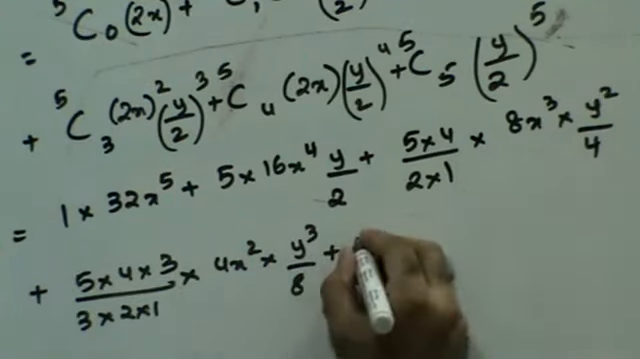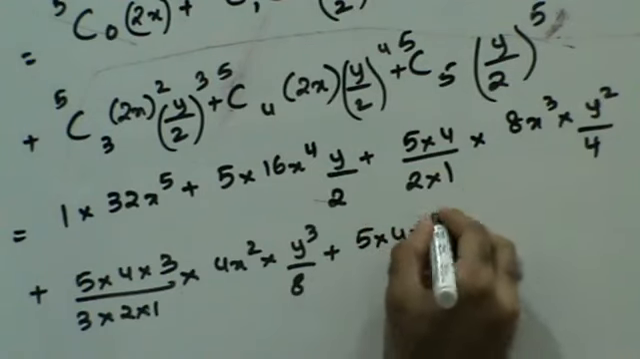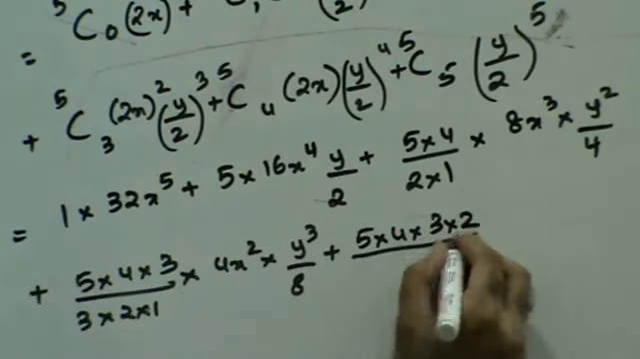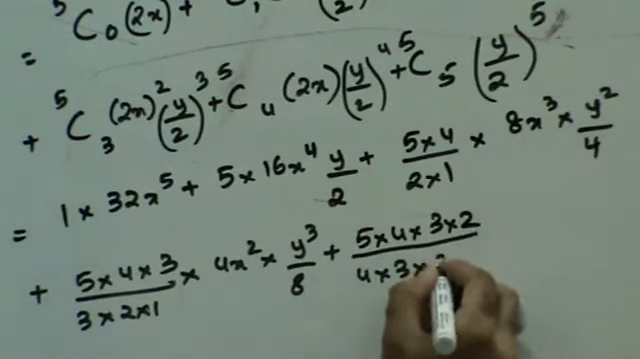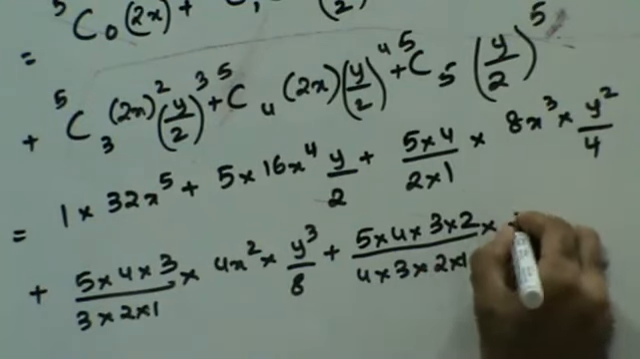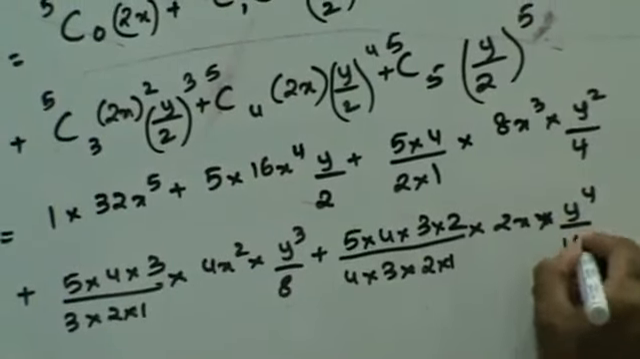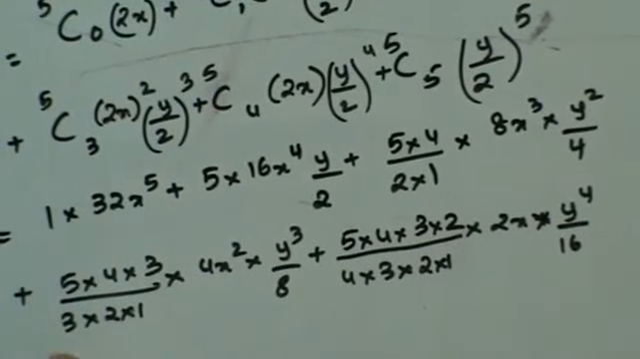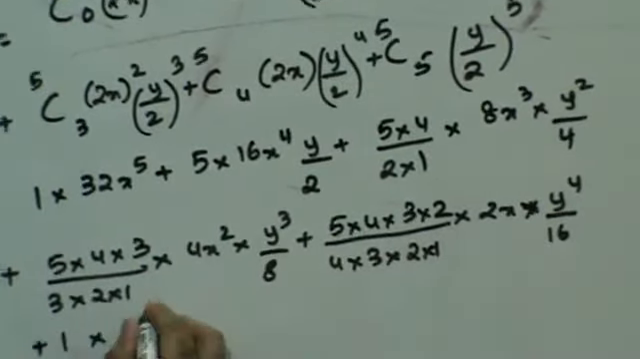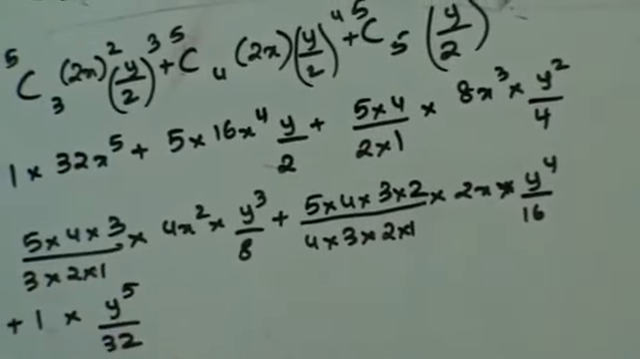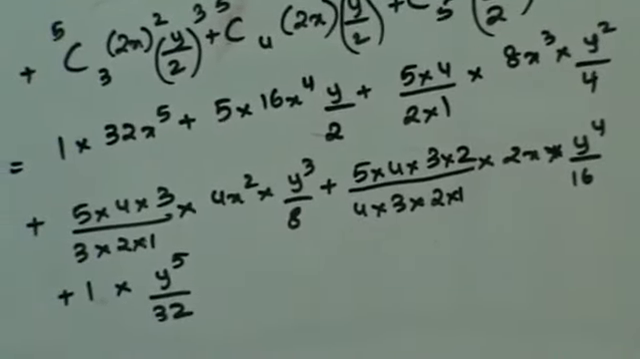C5 of 4, 5, 4, 3, 2 upon 4, 3, 2, 1 into 2x into y raised to 4 upon 16. C5 of 5, 1, y raised to 5 upon 32. Right? Do we get this in here?